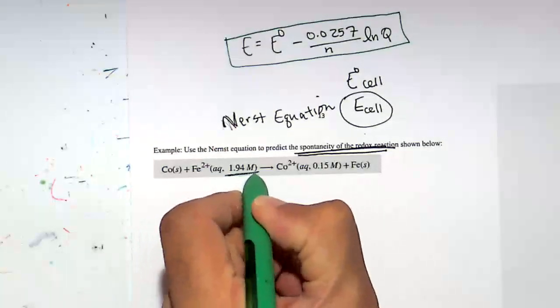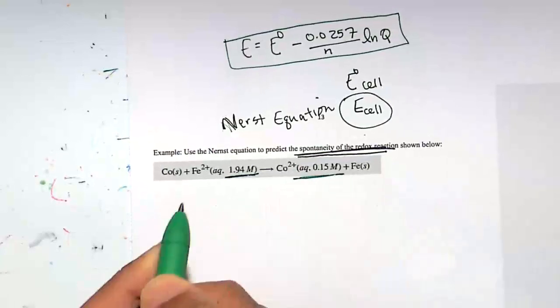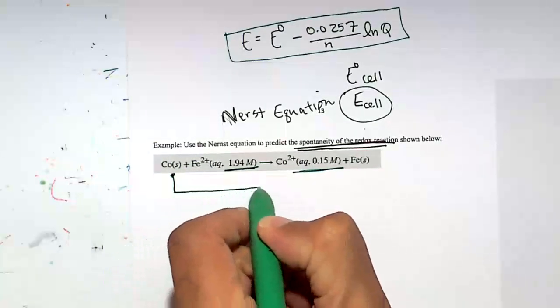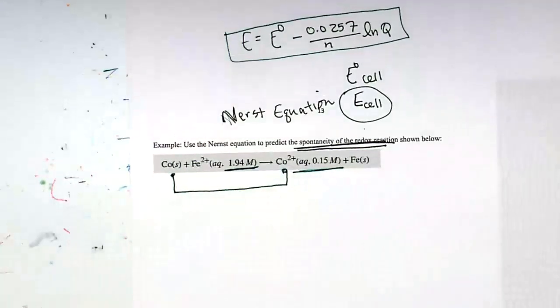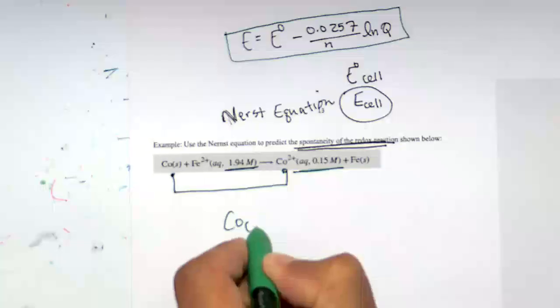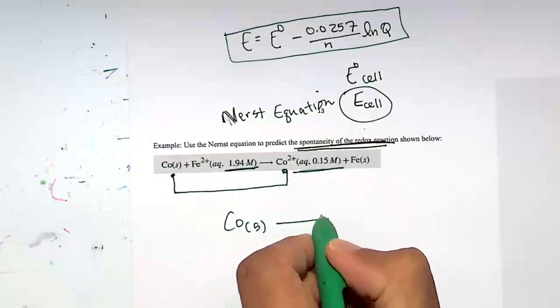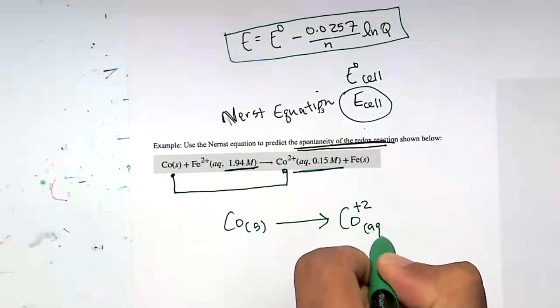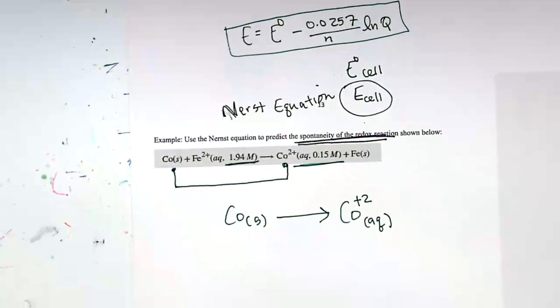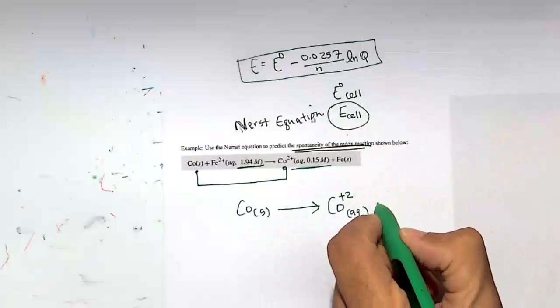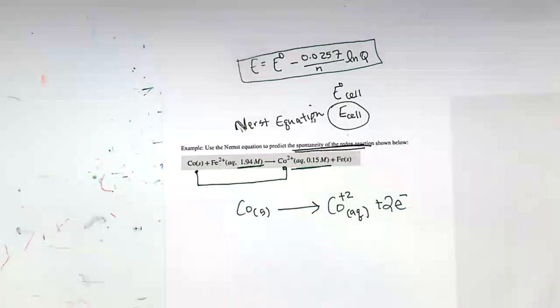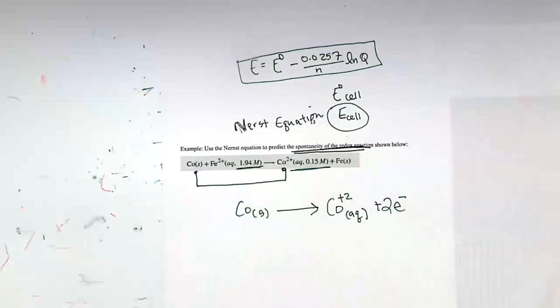Non-standard state. One is at 1.94 moles per liter. The other one is at 0.15 moles per liter. All right, so in blue, let's have the Co, cobalt, go to Co2+ aqueous. How many electrons and where do we need to put them to balance this? This is going to be 2 electrons on the product side to get this balanced completely. So plus 2 and minus 2 makes it 0.